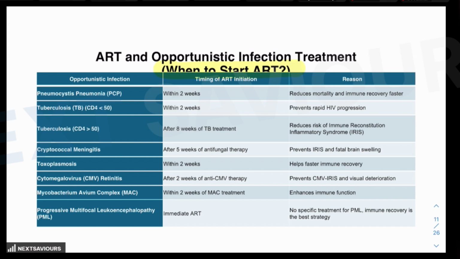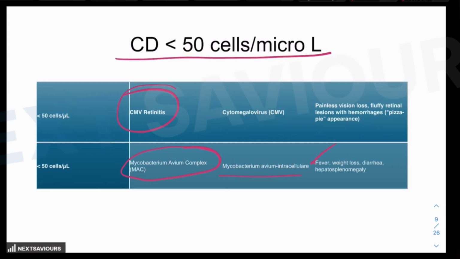If the patient is suffering from tuberculosis where the CD4 count is more than 50, then ART has to be initiated 8 weeks after the start of TB management. Why? Because it reduces the risk of immune reconstitution inflammatory syndrome. Similarly, for cryptococcal meningitis, ART has to be started 5 weeks after antifungal therapy. Why? Again, because it prevents IRIS and fatal brain swelling. So it is not always recommended that ART be started immediately. That is why I am again repeating that once you have reached the diagnosis, it is important for you to remember the management of each.